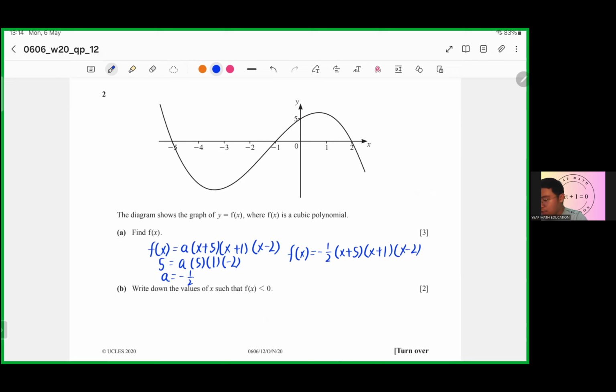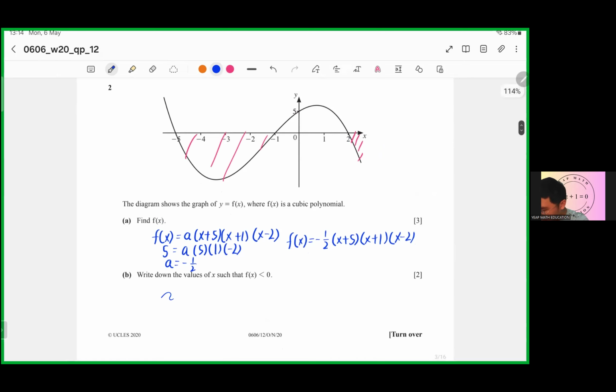Then we write down the values of x such that f(x) is less than 0. Actually we do not need to write an equation, we just look at the diagram. Which part is less than 0? It is here. So x between negative 5 and negative 1, and x more than 2.